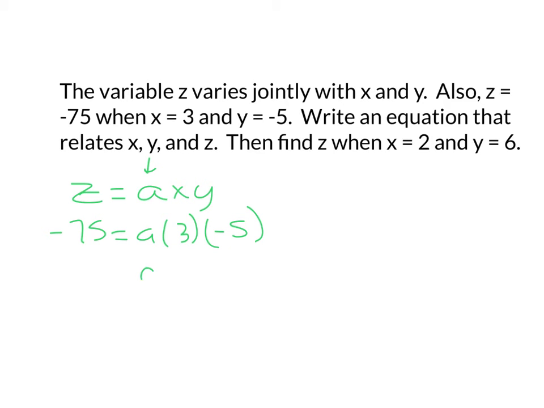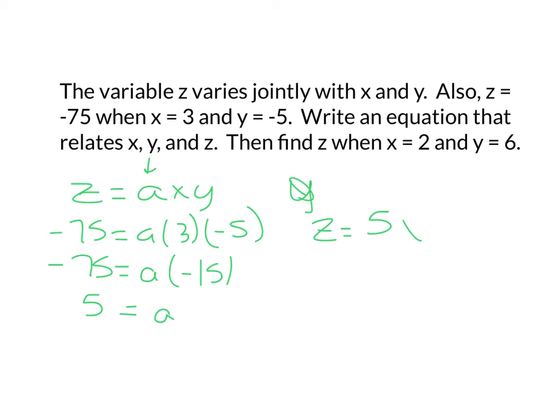So I'm going to solve that. If I multiply over here 3 times negative 5, that's negative 15. And over here is negative 75. So that means my a is 5. So my equation is going to be z equals 5xy. That's my joint variation equation.